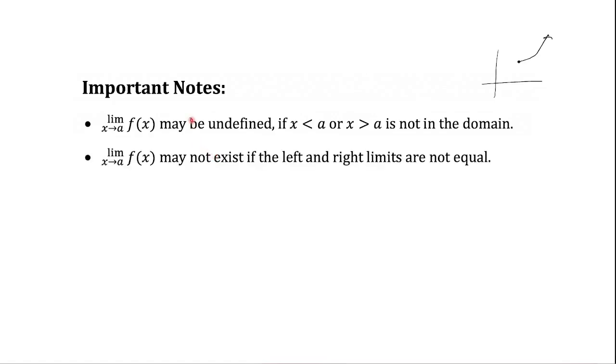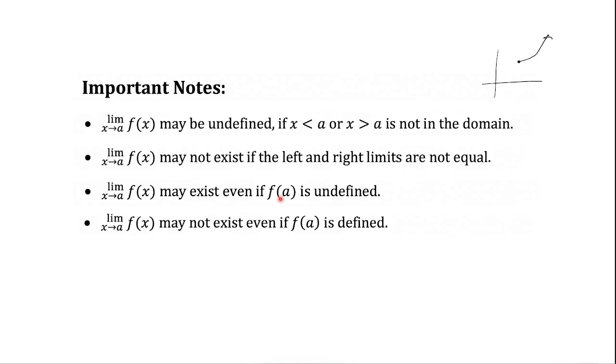The limit may also not exist if the left and right limits are not equal, like we saw. The limit of a function may exist even if f of a is undefined, and that's what we saw in the first example. Even though the function was not defined at x is equal to 2, the function was approaching the value of 4 from both the left and the right-hand side, and all we had was a hole. So if the discontinuity is just a hole, then the limit still exists.